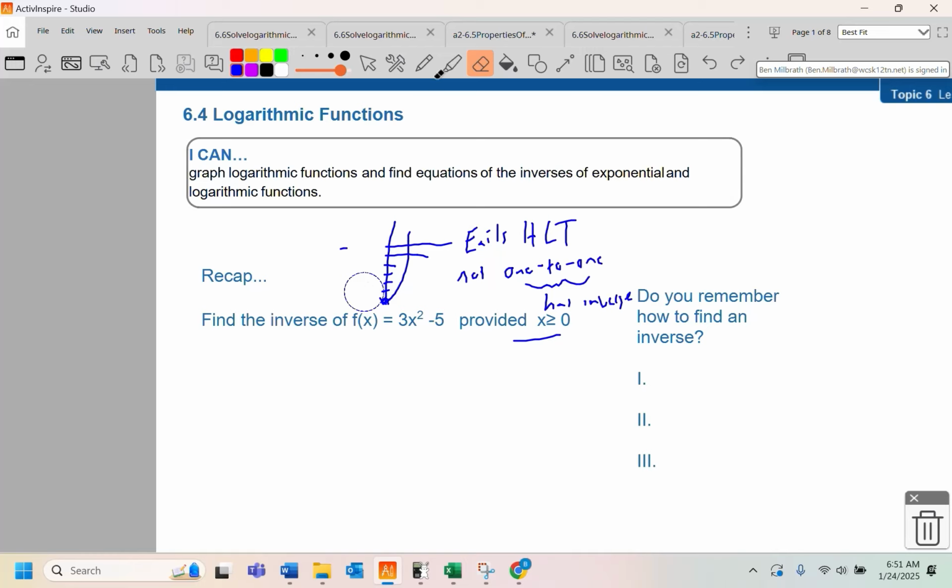So there was 30 seconds of your life. Hope that made sense. Now, do you remember how to find an inverse? It's pretty simple. You swap your x and your y, and then you resolve for y. And then finally, you replace y with some sort of notation.